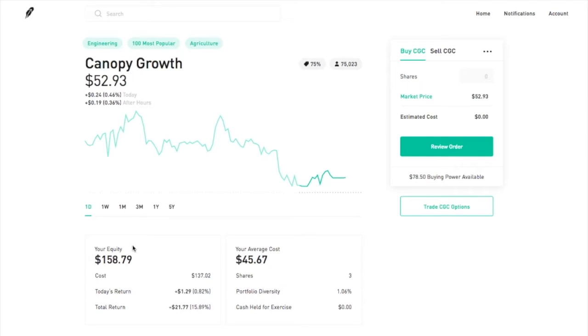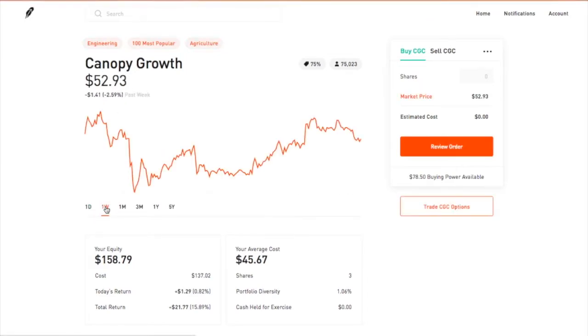And as you see here, it is up 0.46%. But during the day, it was basically up almost 5%. And let's look at the past week. Past week, it is down 2.59%, but you could expect this because the cannabis industry is volatile right now, and I believe will continue to be volatile for the next year as well.